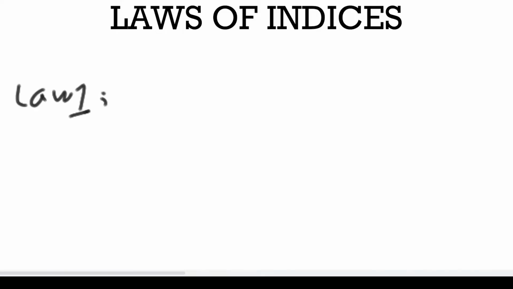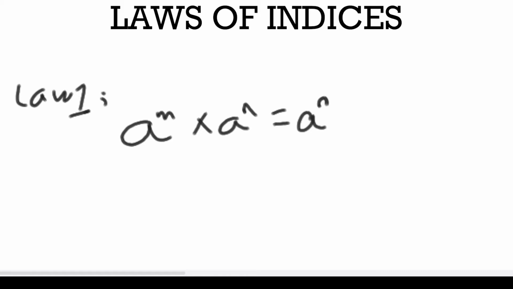So let's get started. The first law states that when two same bases with different powers are multiplied, their powers will be added. Suppose a to the power m multiplies with a to the power n. We could write it as a to the power m plus n. Their powers could be added.